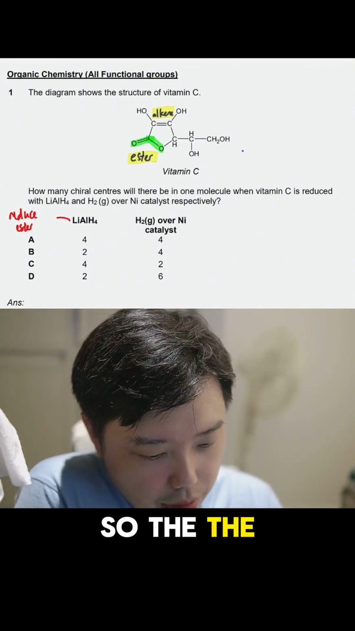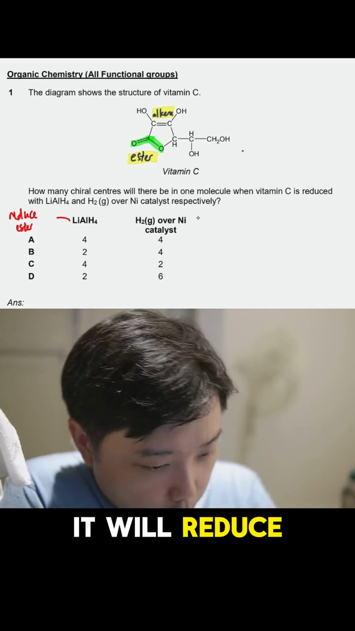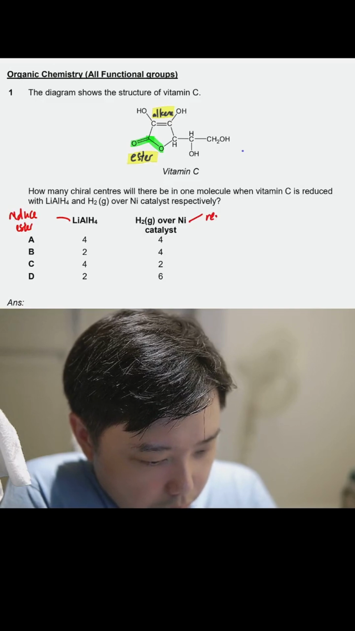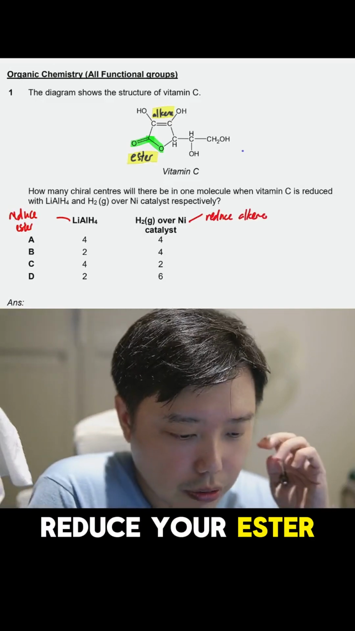Okay, so the other one, hydrogen gas over nickel catalyst. It will reduce your alkene, but it doesn't reduce your ester.